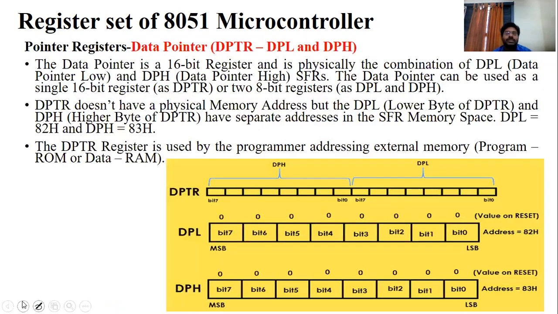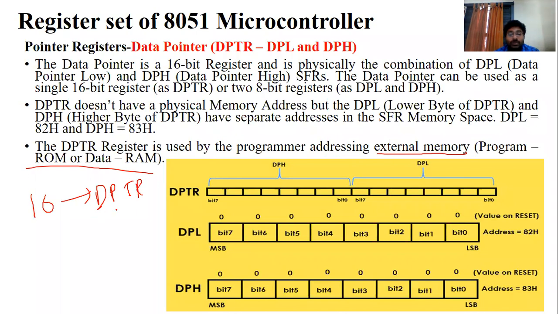The next one we have is the data pointer. What is the use of this register? This register is used to access, or address, the external data memory. That is the use of this register. This is the 16-bit register data pointer, which is nothing but the DPTR.